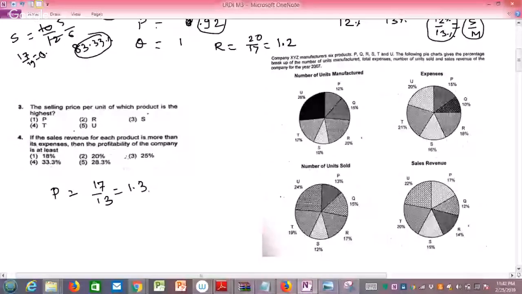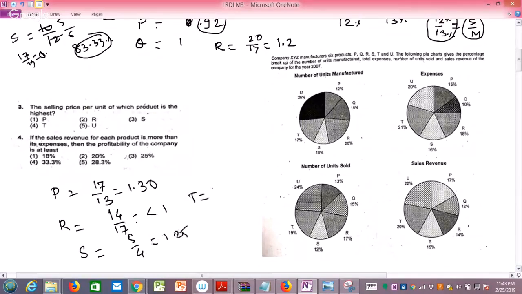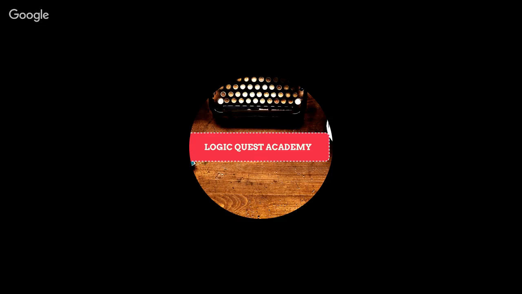For R, how much am I getting? 14 by 17, less than 1. For S, what am I getting? 15 by 12, 5 by 4, 1.25. For T I'm getting 30 by 19, which is 1.0 something. And for U, calculate 22 by 24, 11 by 12. So if you see the ratios here, you will find that P's ratio is the answer. Okay? That will be the answer.